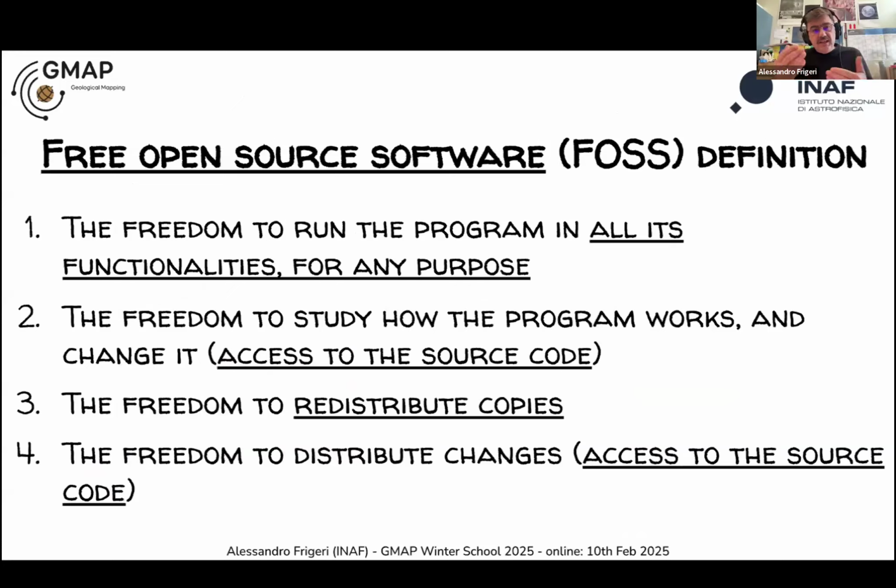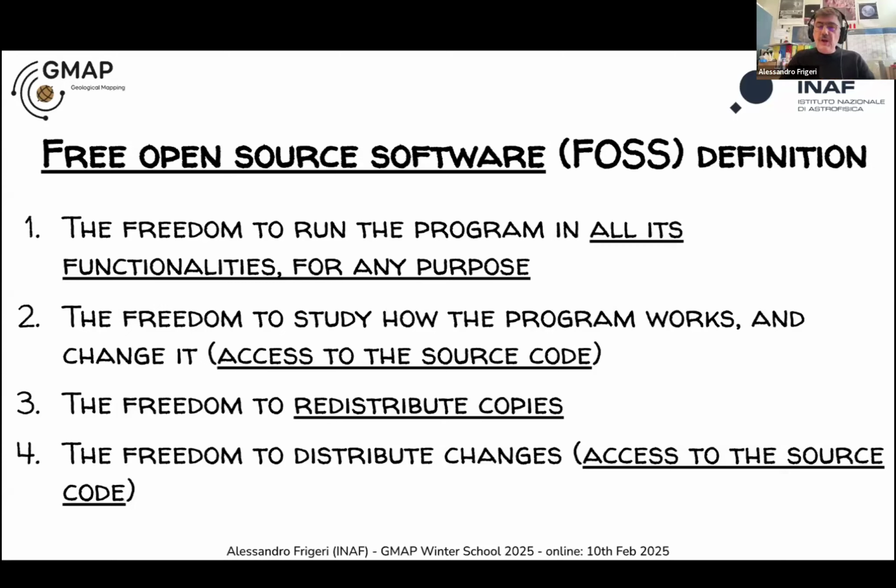So now we are able to understand what free open source software is. Free open source software has a definition which is useful to understand when we use a program, if it is free software, or FOSS for short. So every software that is free open source software has to agree with these 4 points.